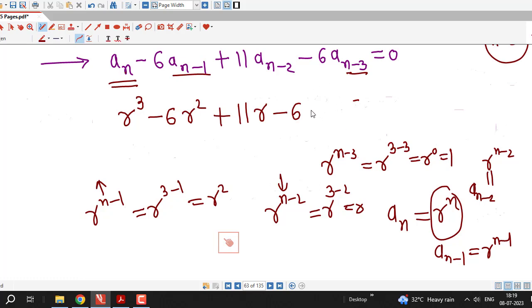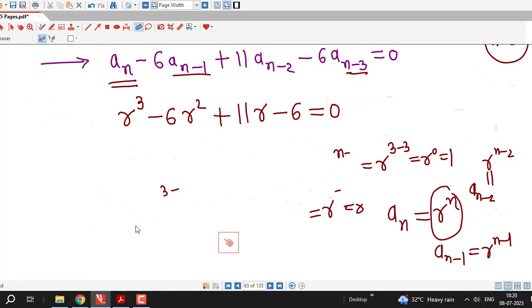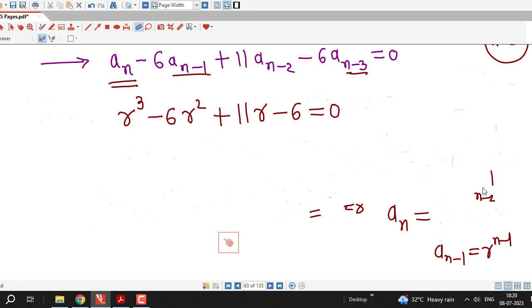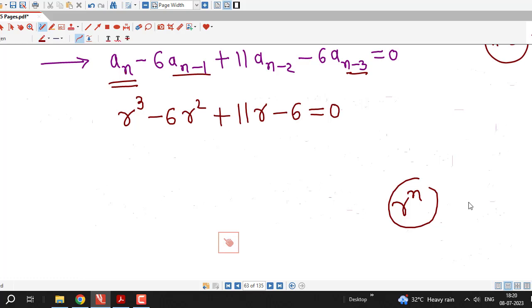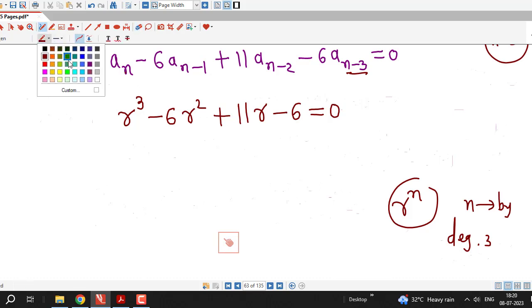So a_{n-3} is replaced by 1, and this is equal to 0. In this way we can directly write down the recurrence relation. We have to first decide the degree of the recurrence relation, and then we replace a_n by r raised to n, and in r raised to n we replace n by the degree of the recurrence relation. So remember this logic, and you can easily write down the characteristic equation corresponding to a given recurrence relation.